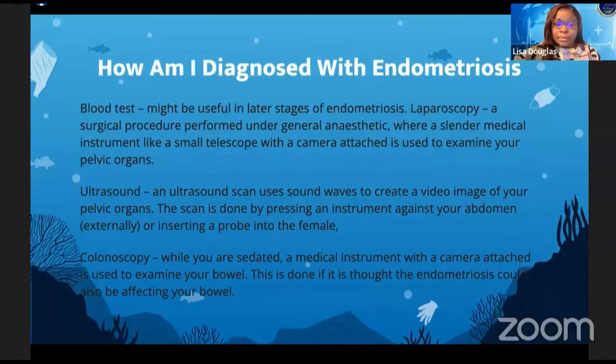An ultrasound scan uses sound waves to create a video image of your pelvic organs. The scan is done by pressing an instrument against your abdomen externally or inserting a probe into the female. A colonoscopy. While you are sedated, a medical instrument with a camera attached is used to examine your bowel. This is done if it is thought that endometriosis could also be affecting your bowels.